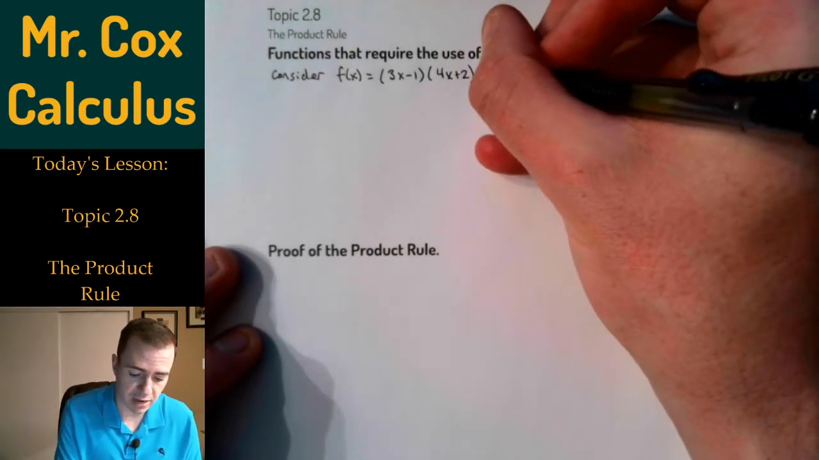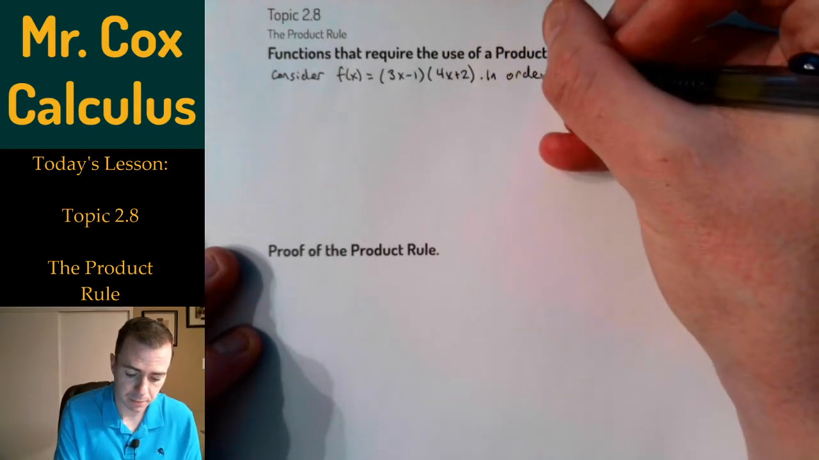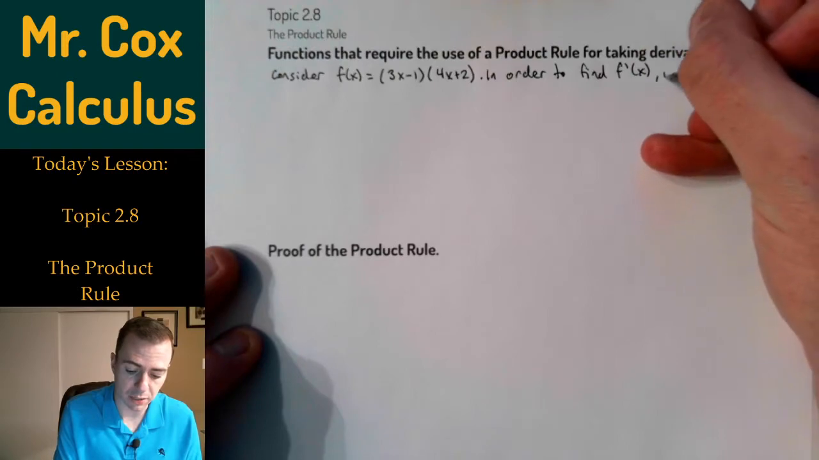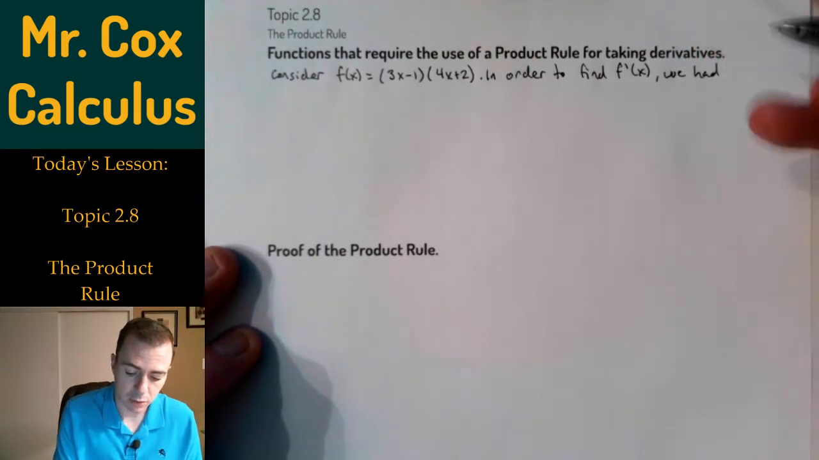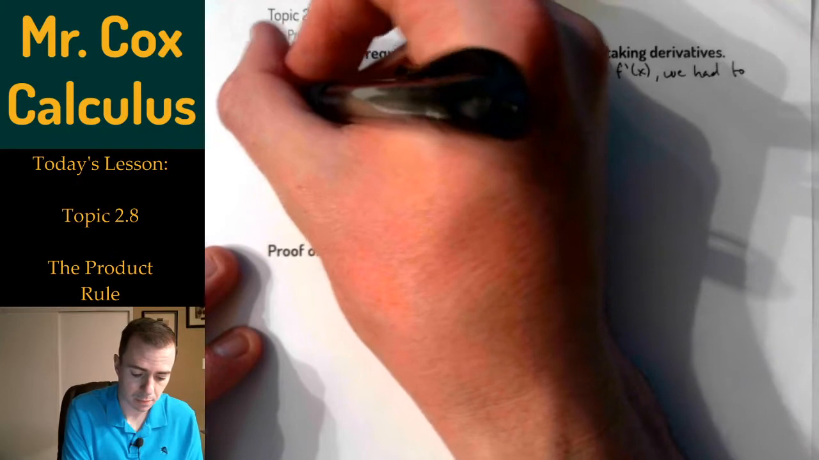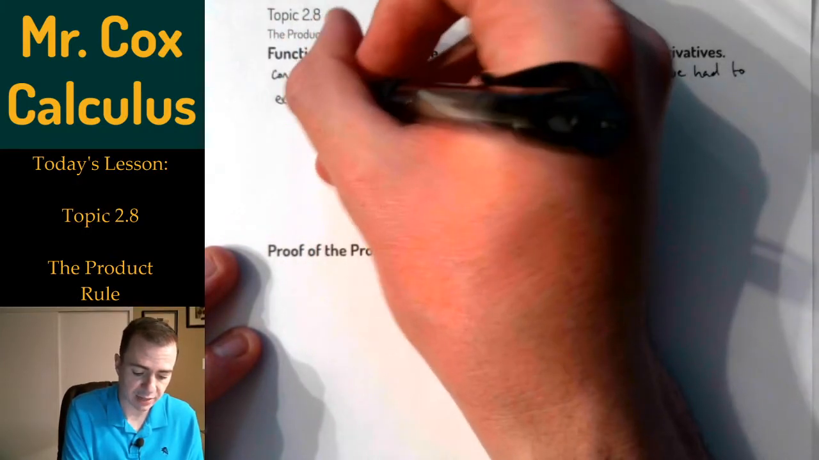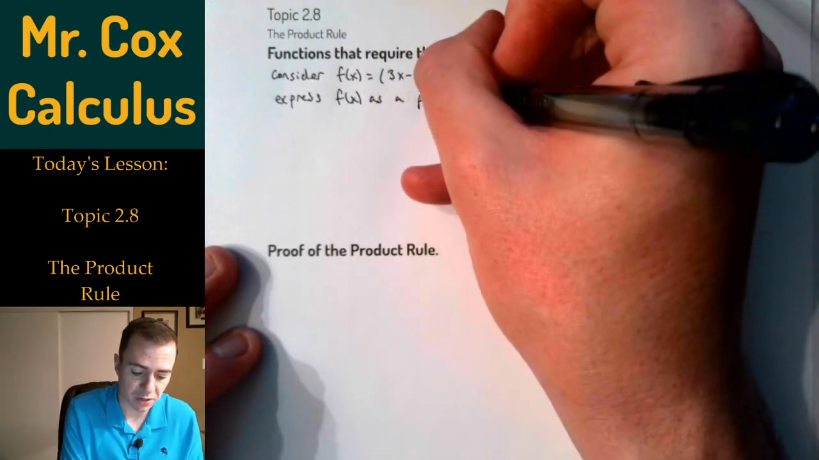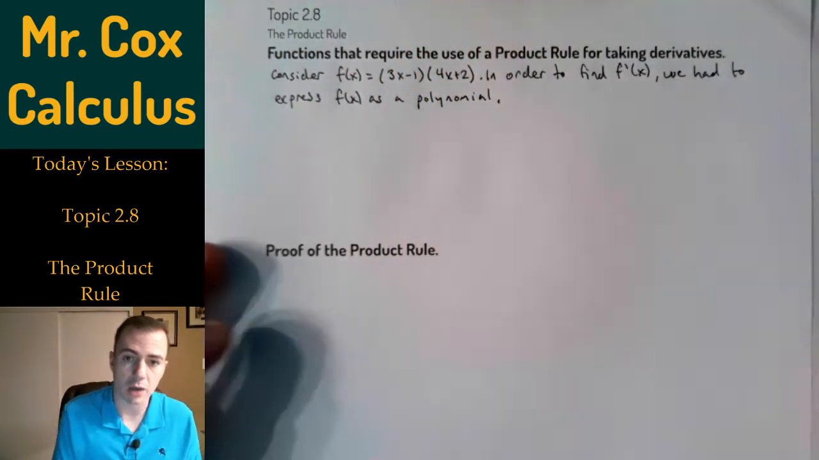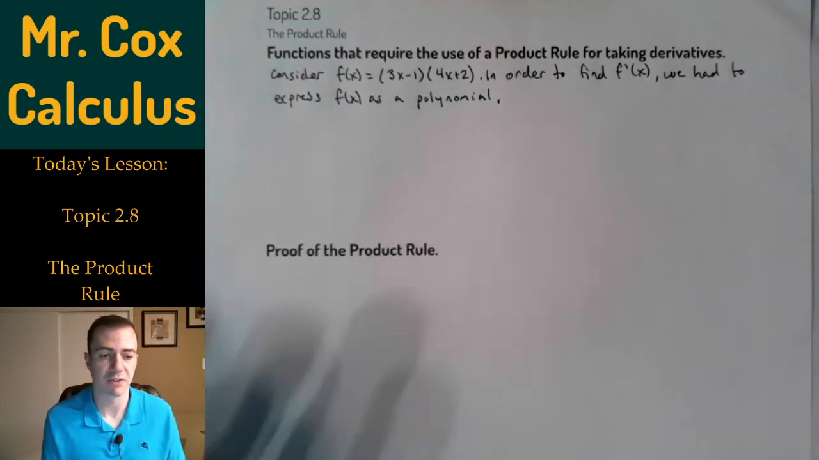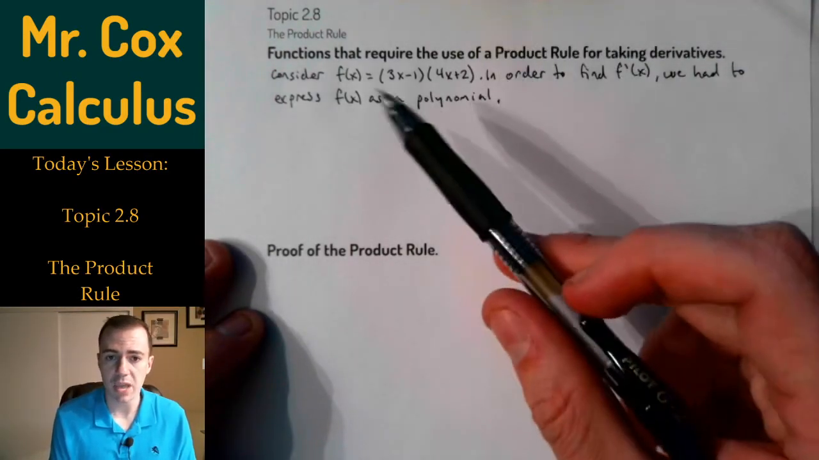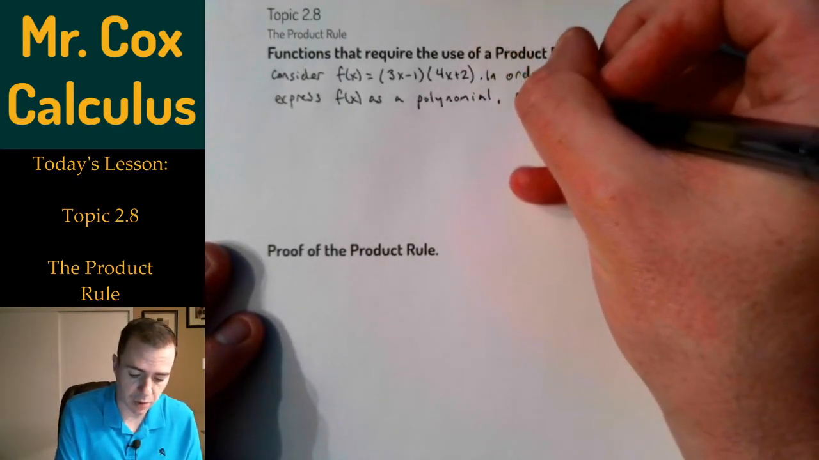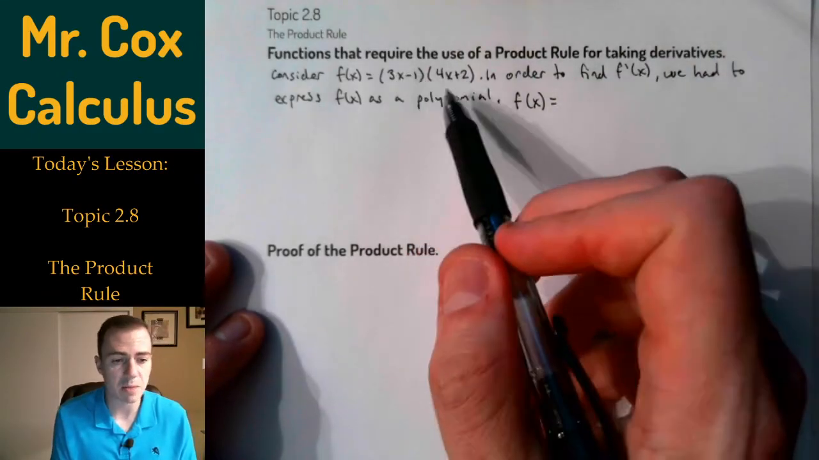In order to find f prime of x, what we had to do was express f of x as a polynomial, because what we really focused on taking the derivatives of early on were polynomials, because the power rule works very nicely, and some of the other rules. So in order to figure out what f prime of x was, we needed to rewrite f of x. We needed to go ahead and multiply this out.